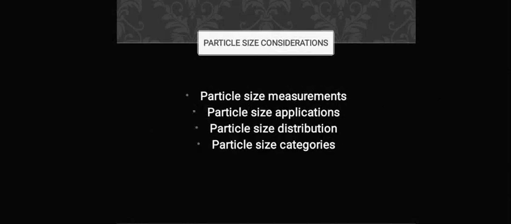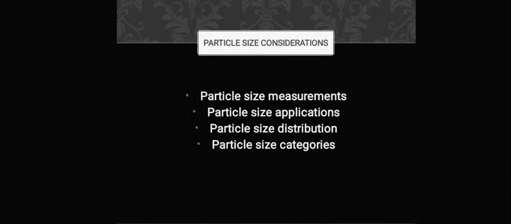Particle size considerations. In particle size measurements, the particle size is usually measured in microns, where 1 micron is 1/1000 of a millimeter. The most common way to measure particle size is with a particle size analyzer. Particle size application. Particle size is important in many industries including food, chemical, pharmaceutical, and cosmetics.